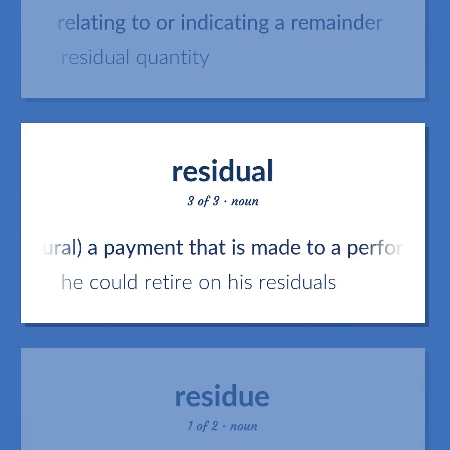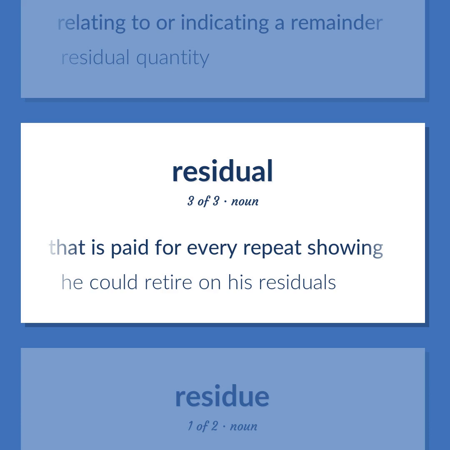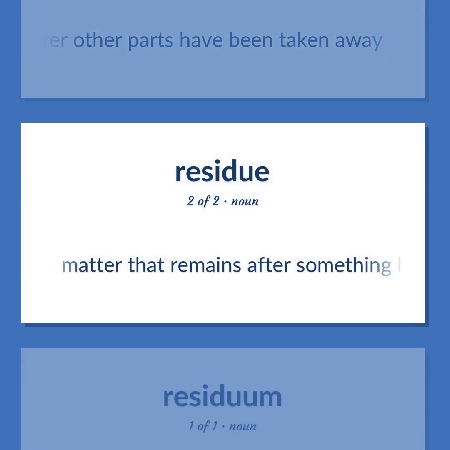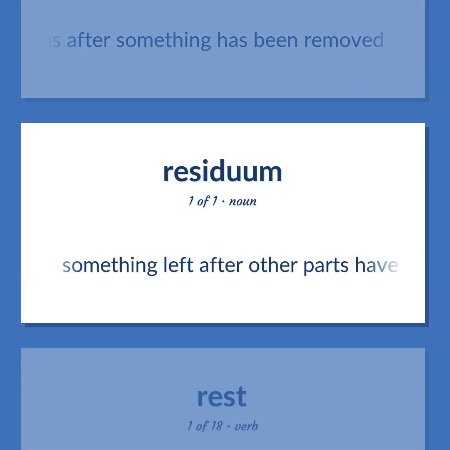Often plural. A payment that is made to a performer or writer or director of a television show or commercial that is paid for every repeat showing. He could retire on his residuals. Something left after other parts have been taken away. Matter that remains after something has been removed. Something left after other parts have been taken away.